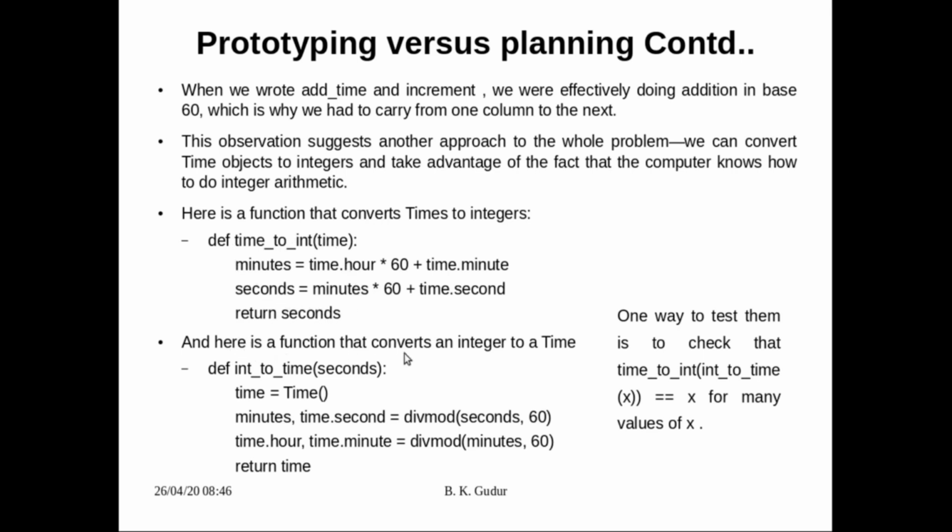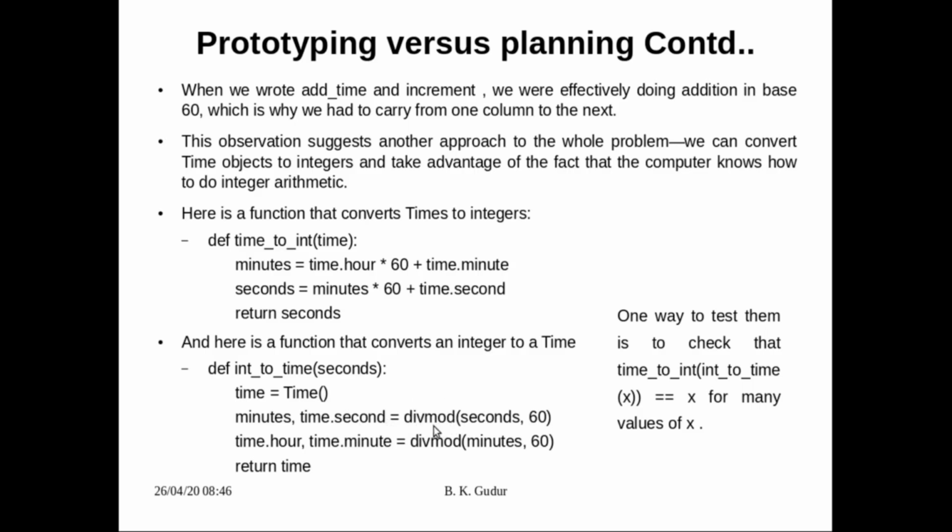And here is a function that converts an integer to a time. What it does is, it takes seconds and converts that to a time object. Here we are going to create a new object. Minutes, time.second is equal to, there is a function called divmod.